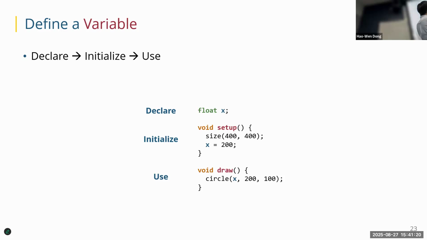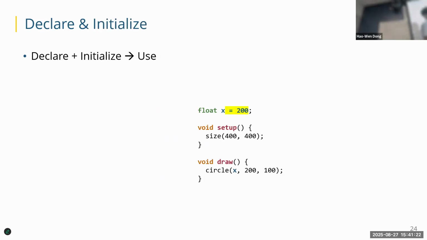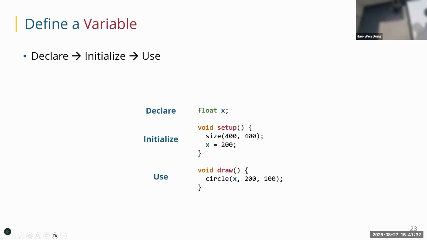Cool. But there's another way that could be handy in some cases: you can declare and initialize at the same time. You just do float x equals 200, and then you can use it right away. You don't need to initialize it again. So you would also see the difference between declaration, initialization, and use in this case. Setup is where you initialize stuff, and draw is where you use it again and again.